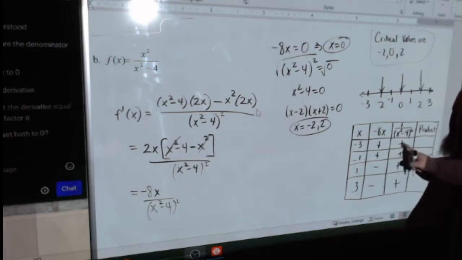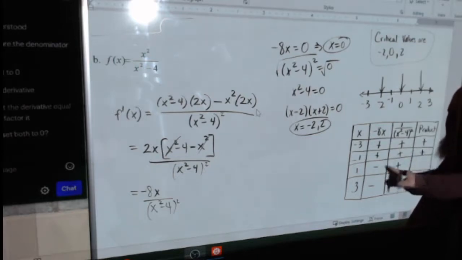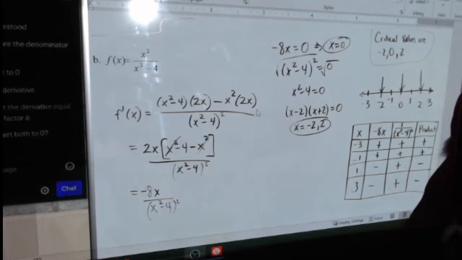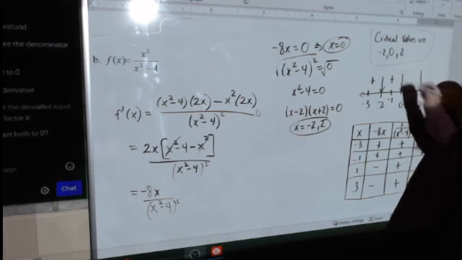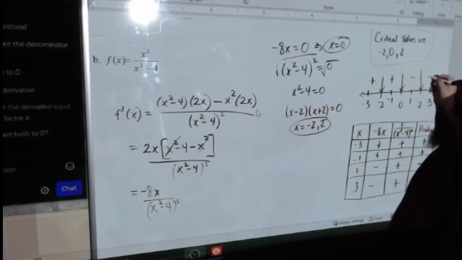So positive, positive, multiplied together is positive. Negative and positives give me negative. So if I go back and put these on the chart, I am positive in those two regions, negative in those two regions.